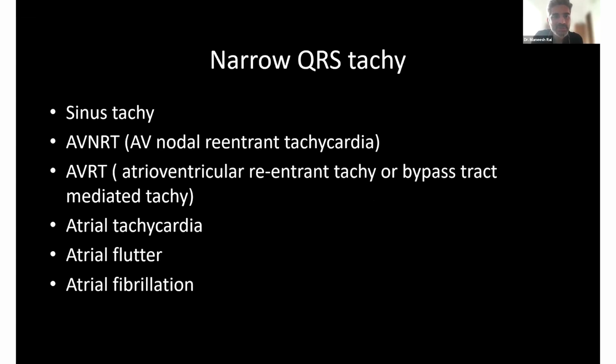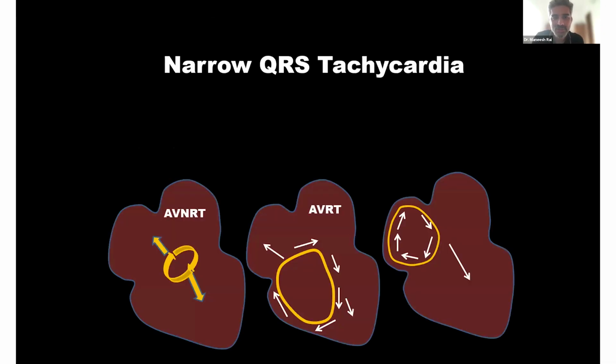Some of the common examples would be sinus tachycardia, AV node re-entrant tachycardia, orthodromic AVRTs, and the atrial arrhythmias: atrial flutter, fibrillation, atrial tachycardia, etc. When we talk about narrow QRS tachycardia, understanding this is very important. The circuit can be in one of these three places, by and large. Either you're dealing with an atrial arrhythmia, either atrial fibrillation, atrial flutter, or an atrial tachycardia. So here the circuit or the arrhythmia is in the atria.